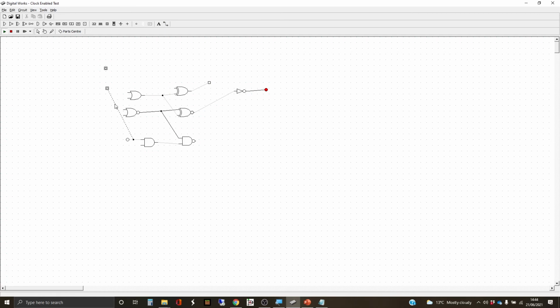I'll demonstrate this. I'm just going to delete that. Let's wire the two together. And it will complain, unable to connect two outputs, which is clearly the same problem that I had before.